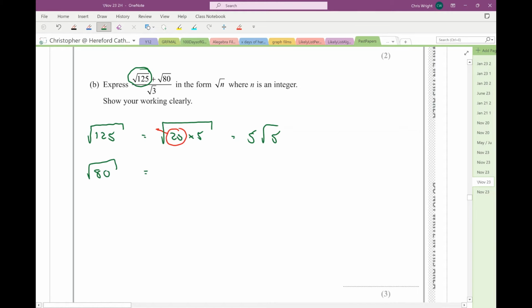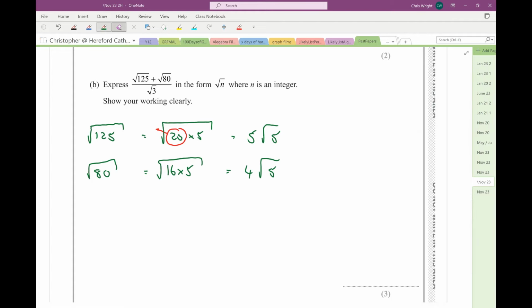Now, the square root of 80, well, if I put that in my calculator, I get 4 root 5. So I know that it's going to be the square root of 16 times 5. And now you can take that 16 out, square root it, gives you 4 root 5, just like my calculator said. So now let's look at this fraction here.